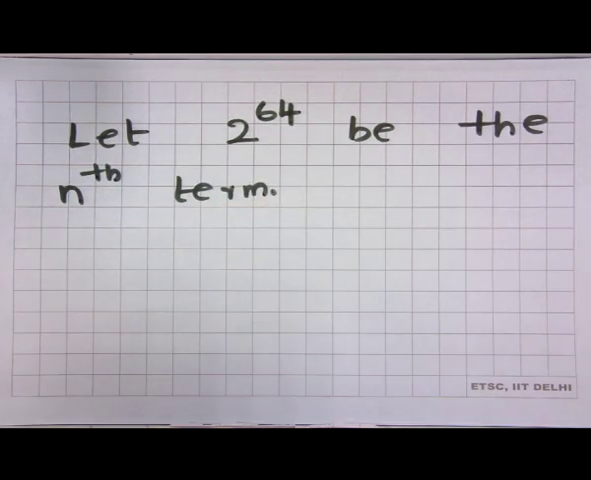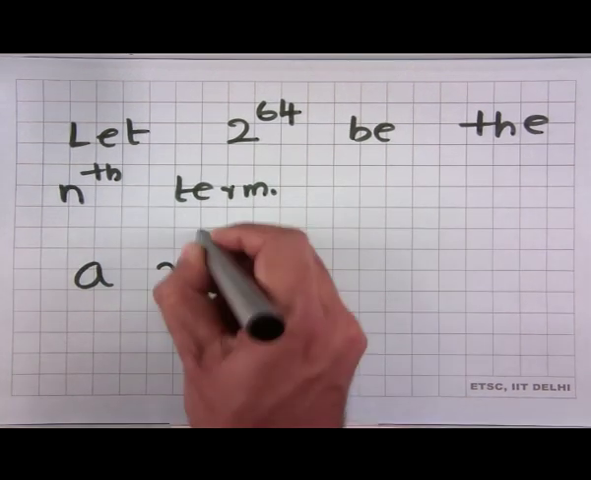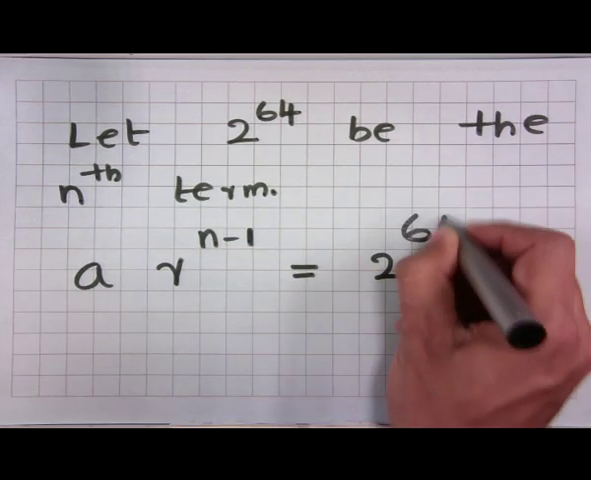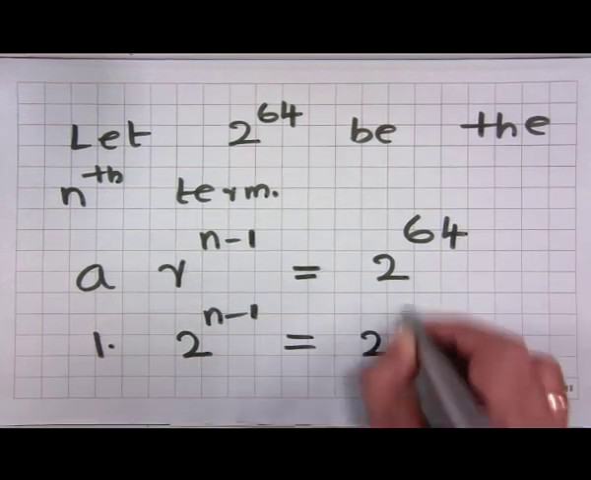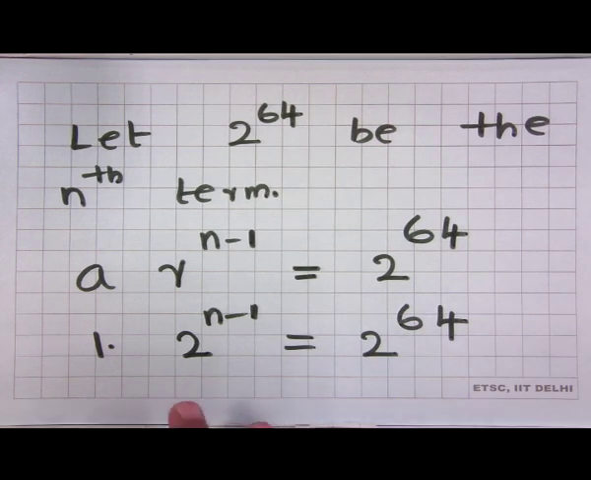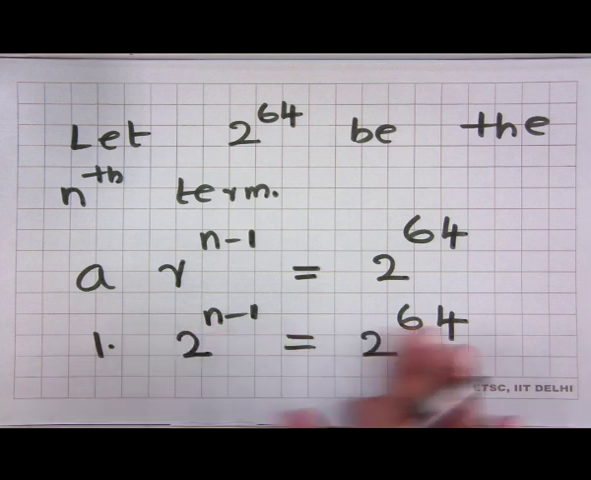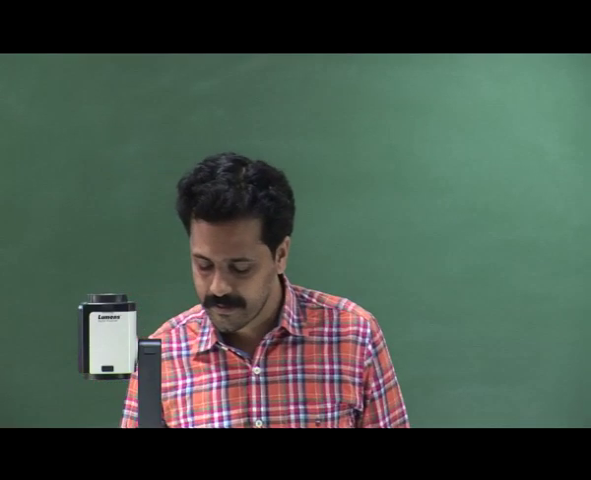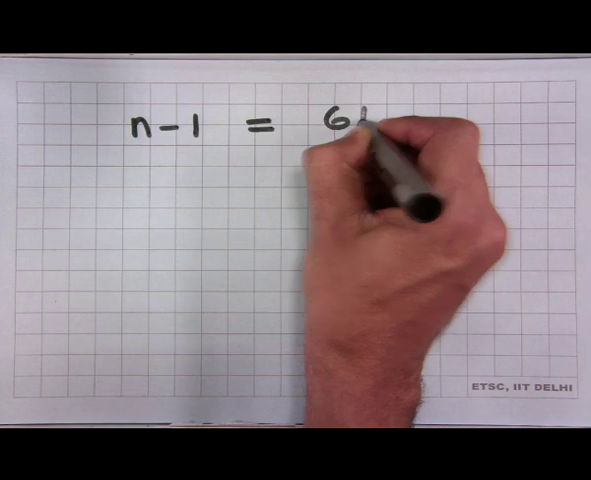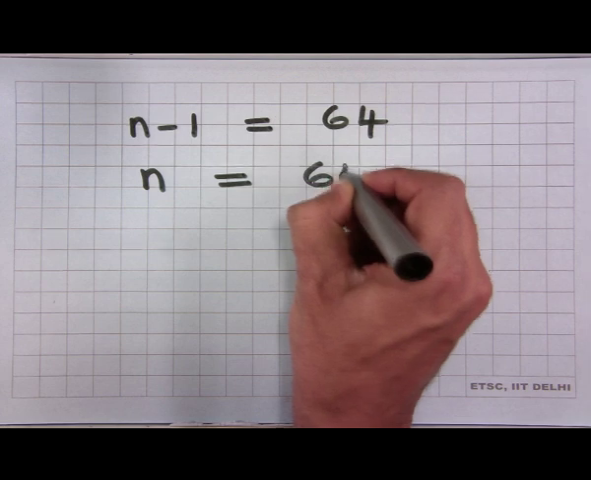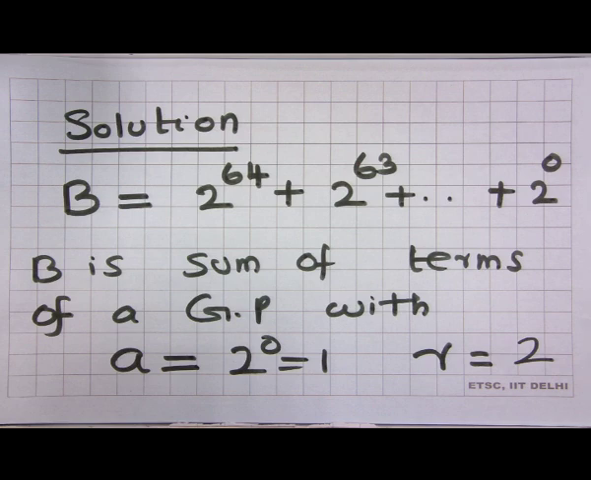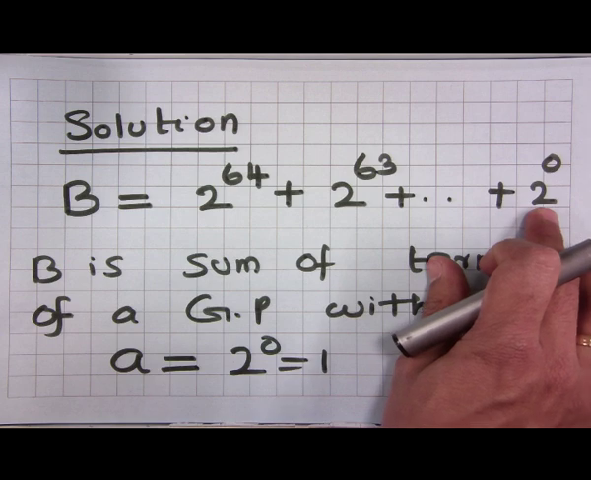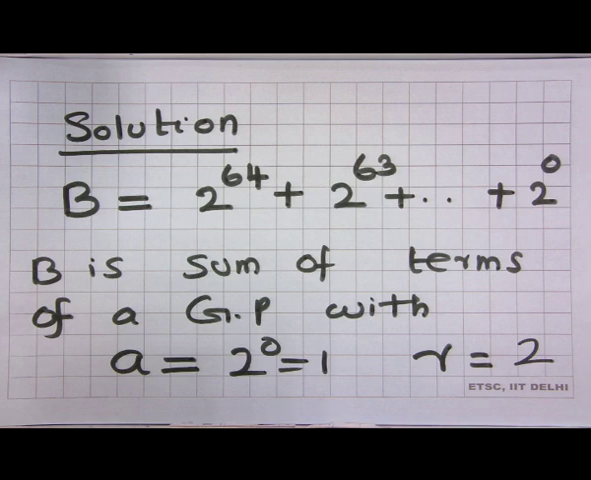Using the formula for nth term of a GP, A into R power n minus 1 is equal to 2 power 64. Note that A is 1 and R is 2. Recall the law of integers. Here the base is same, 2, and numbers are same. Therefore, comparing the exponents, one gets n minus 1 equal to 64, isolating n equal to 65. This concludes that there are in fact 65 terms in the sum 2 power 0 plus etc. up to 2 power 64.